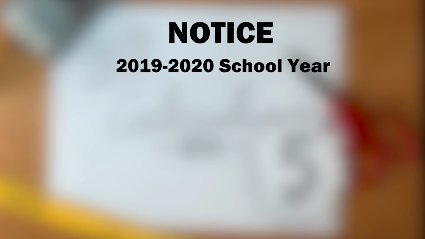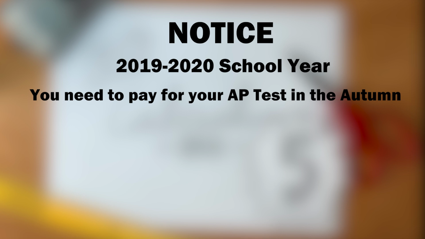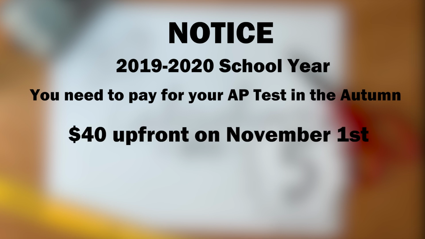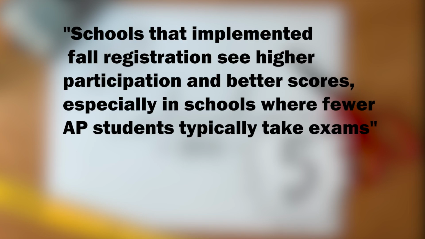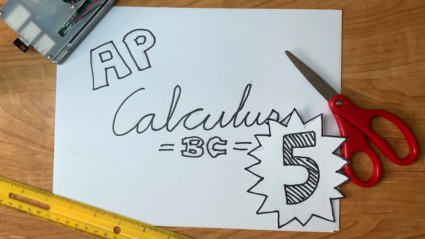Also, College Board this year, as of 2019, wants your money early. So you're going to have to make an upfront payment to them by November 1st, and this is a $40 upfront, and it's non-refundable. Later on, you will have to pay the rest of the $50 in January and February. College Board says that this is because they want people to keep their AP classes and not drop them, but, whatever. Now, back to Calc BC.